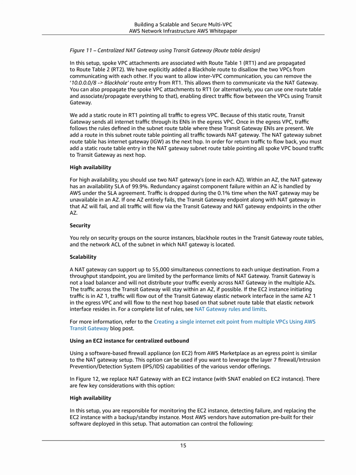Scalability: a NAT gateway can support up to 55,000 simultaneous connections to each unique destination. From a throughput standpoint, you are limited by the performance limits of NAT gateway. Transit gateway is not a load balancer and will not distribute your traffic evenly across NAT gateways in the multiple AZs. The traffic across the transit gateway will stay within an AZ, if possible. If the EC2 instance initiating traffic is in AZ1, traffic will flow out of the transit gateway elastic network interface in the same AZ1 in the egress VPC and will flow to the next hop based on that subnet route table that elastic network interface resides in.